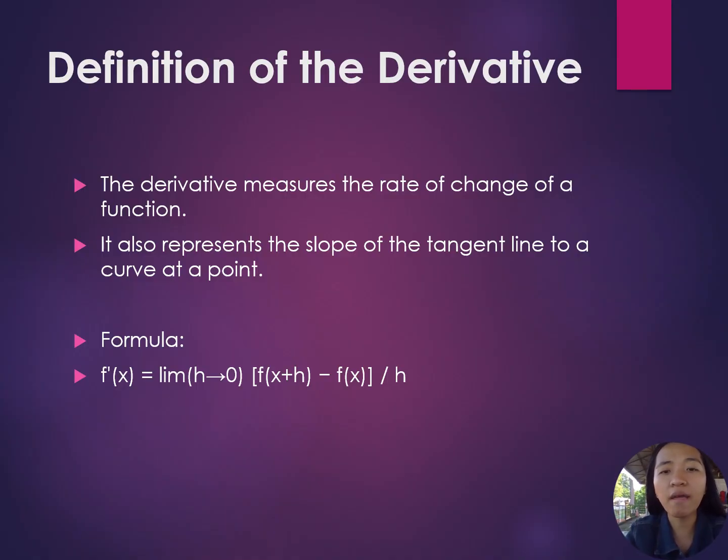f prime of x equals the limit as h approaches 0 of the quantity f of x plus h minus f of x, all over h. This formula shows how the function changes when there is a very small change in the value of x.